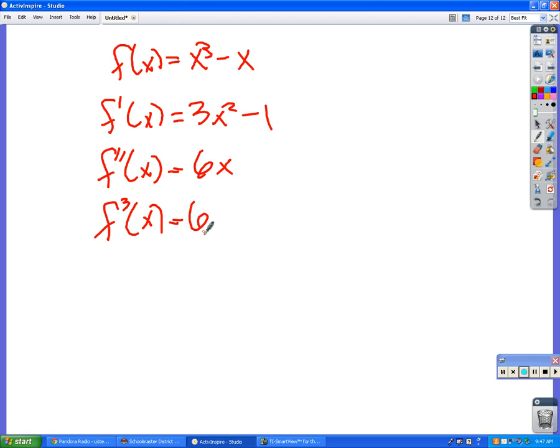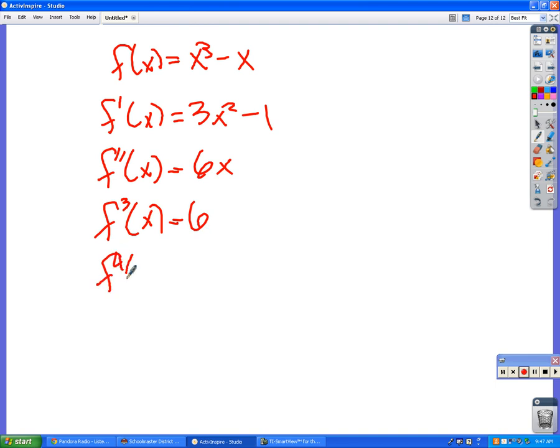And that should make sense if you think about the derivative as the slope. y equals 6x is a line, right? With the slope of 6 the whole time. So that's why the derivative comes out to be a constant value there.